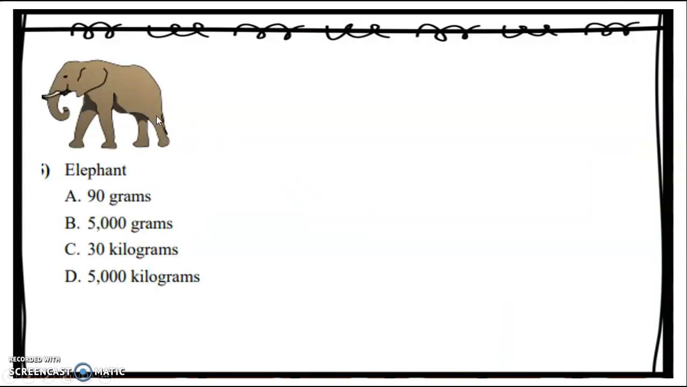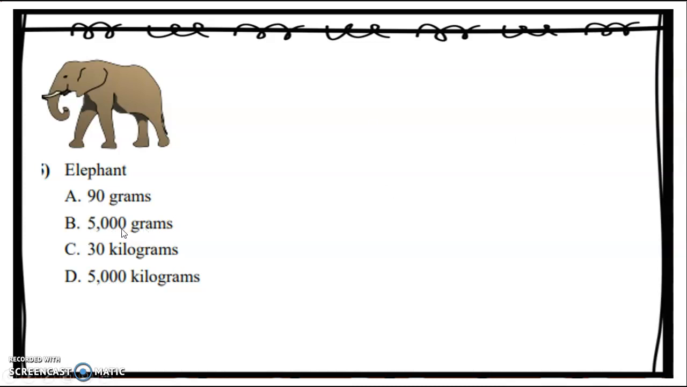Here we have an elephant. About how much do you think the elephant weighs? Think about what we just learned about grams and kilograms. Remember, 1 gram is like a paper clip. So 90 grams, 90 paper clips, would that be the same size as an elephant? Weight of an elephant?